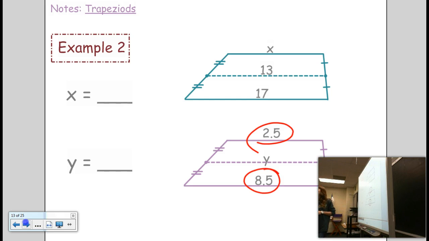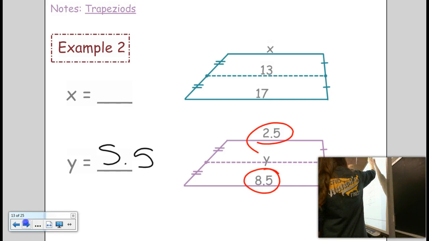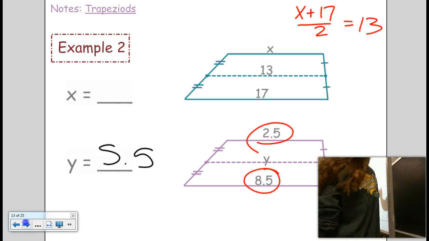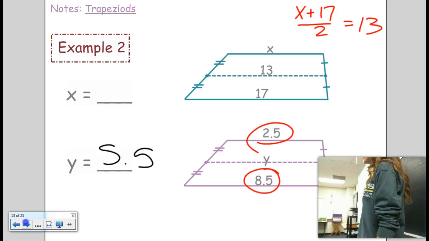2.5 plus... Kendall, what'd you get for y? 5.5. Okay, good. 11 divided by 2. 5.5. 2.5 plus 8.5 is 11. Divided by 2. 5.5. Okay, this one on top, here's what you could do, but I don't recommend it. You could say, okay, I add my bases and divide by 2, and it gets me 13. And then you have to solve for x. Ugh, that doesn't look like fun.